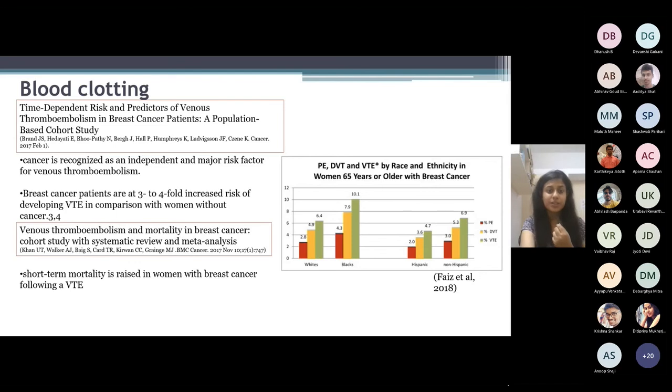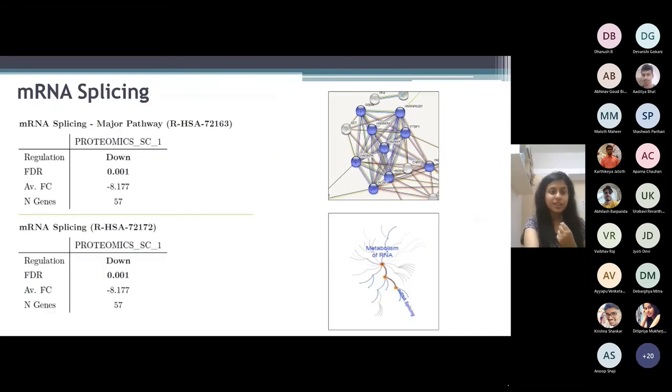Not only that, these patients are also at a higher risk of developing other complications such as pulmonary embolism, etc. And thus, our analysis results, which clearly state that blood clotting is increased in breast cancer patients, are in line and in agreement with previously published literature. Finally, mRNA splicing was found to be downregulated from Reactome, as well as the proteins involved in these pathways and highlighted on STRING were found to be downregulated, and thus this can serve as a very important biomarker for breast cancer patients.